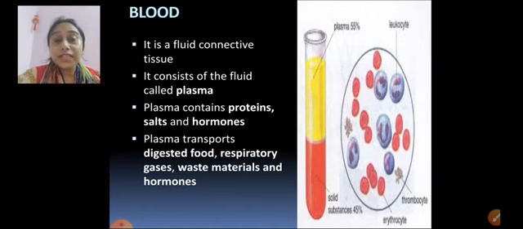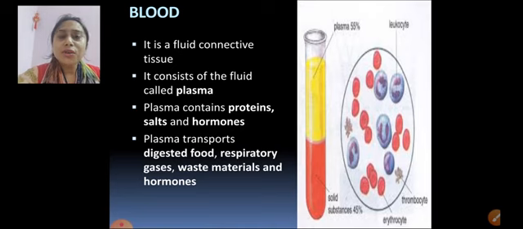Now this fluid connective tissue, this blood, consists of two components mainly. Number one component is the fluid, the watery fluid called plasma. In the image in front of you, did you see one test tube? In the test tube, do you see that yellow colored part and the green colored part? That yellow colored part is the water. It is a fluid called plasma. And the red colored part, which is below, which is settling, is the cells. It is a solid part. That means the blood consists of a water part and a solid part. The water part is called the plasma.